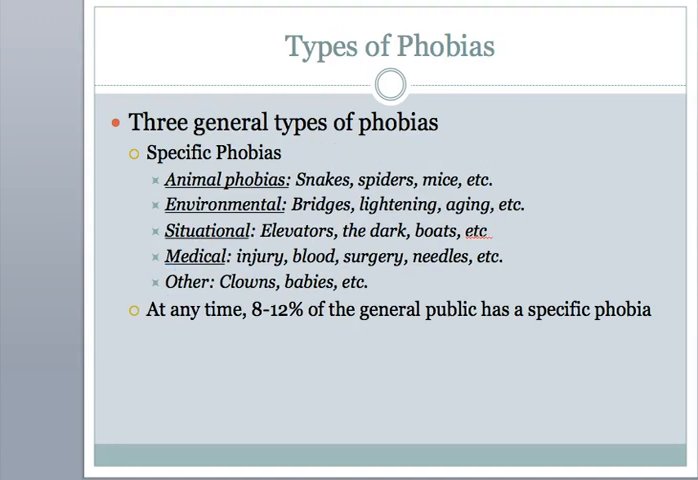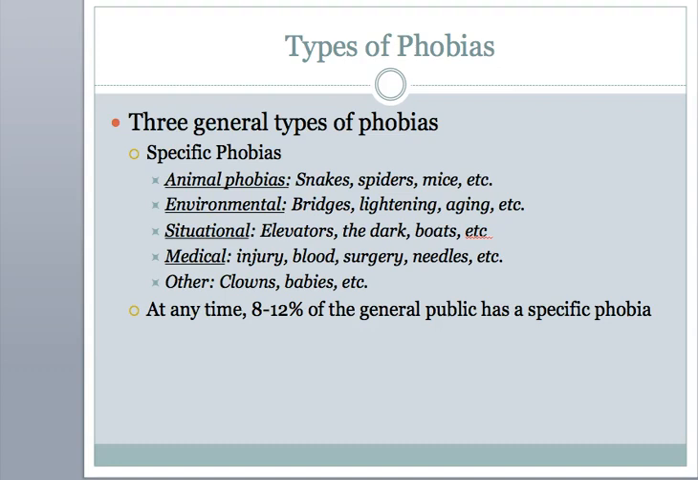Okay, so lots of different types of phobias. There are 3 general types of phobias. The first one they're called specific phobias, and there are 5 general types. Animal phobias, so people who are afraid of dogs or spiders or mice or snakes, any kind of critters.